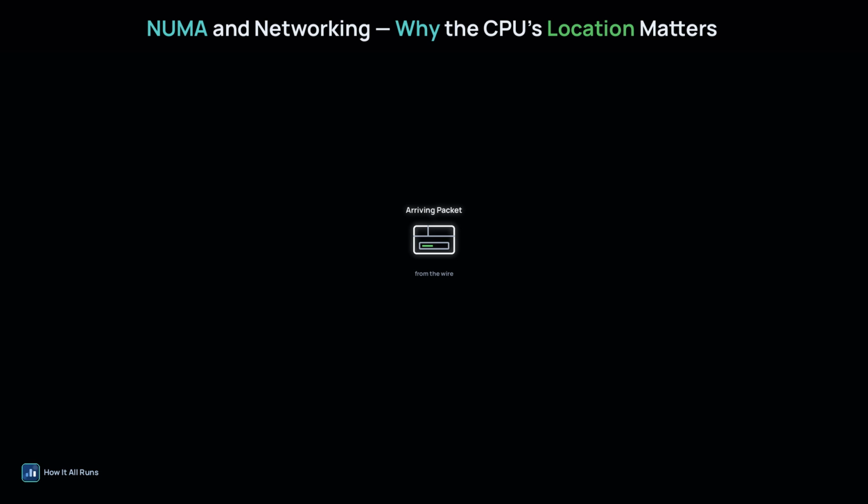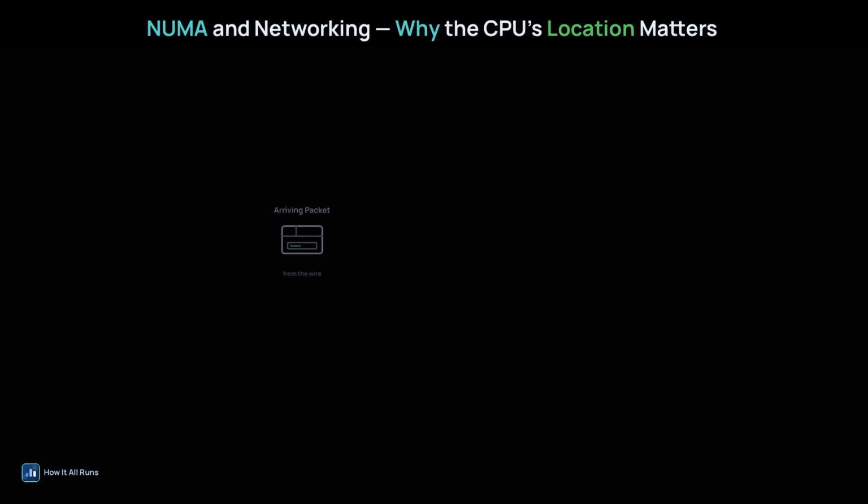Two identical servers, same network card, same software, same traffic. One of them handles roughly double the packets per second of the other. Nothing in the configuration file explains it. The difference is physical, and it starts with a single arriving packet.